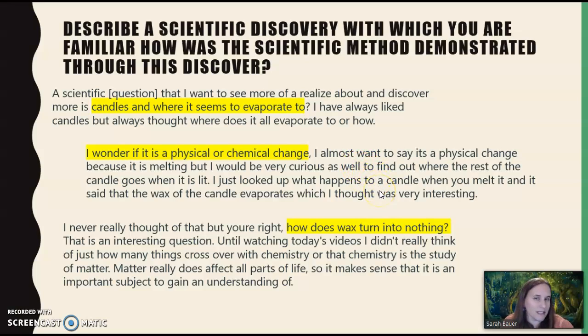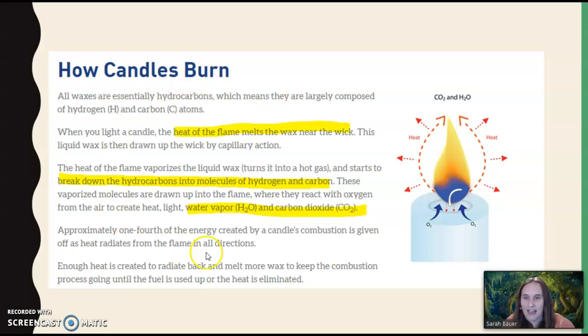How does wax turn into nothing? And so I thought I maybe knew the answer, but I went ahead and double checked because I wanted to share it with you. Since we don't have time necessarily to design an experiment to test it, we can maybe wrap up the scientific method in another way by finding out what's already known. And so I found this great site, How Candles Burn, and I highlighted the most important elements.